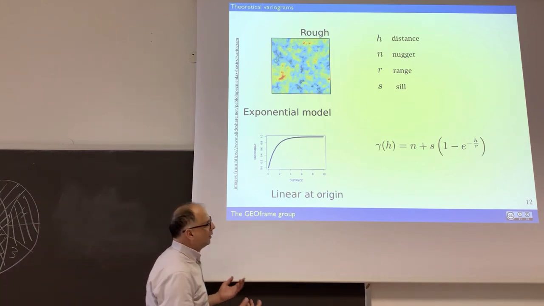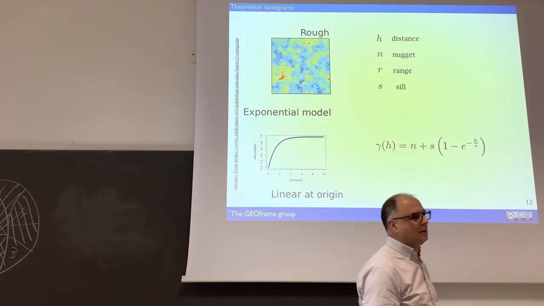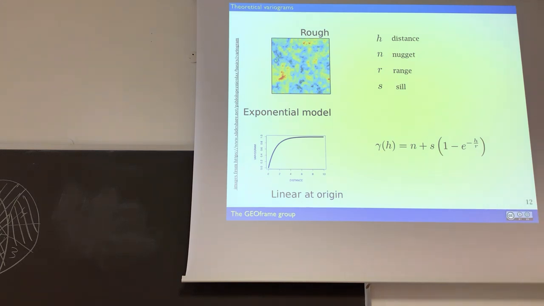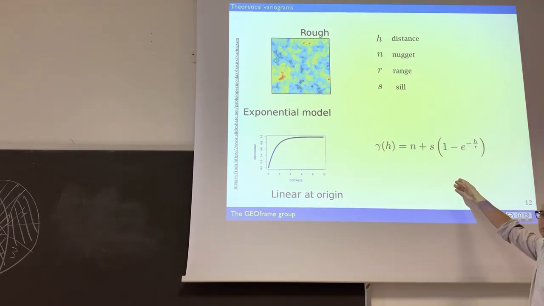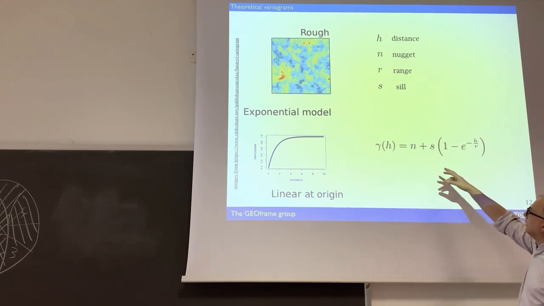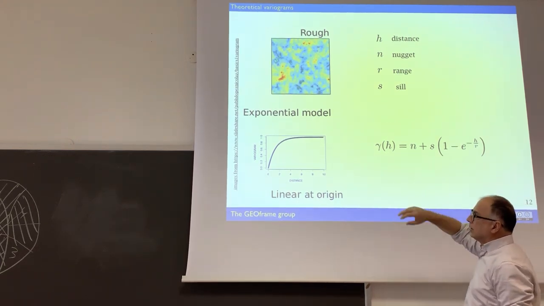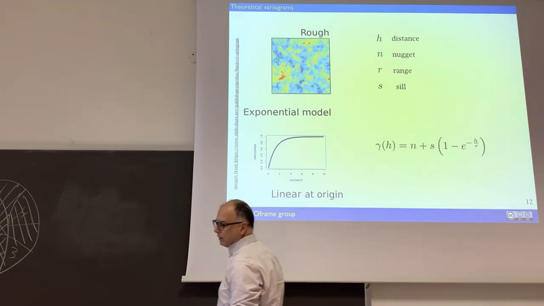People working in this field tried several functional forms and decided that these are a sample of forms that work. The spherical model, I never heard of it the first time I saw it. Probably you know this one a little more: the exponential one, which is kind of linear at the origin.